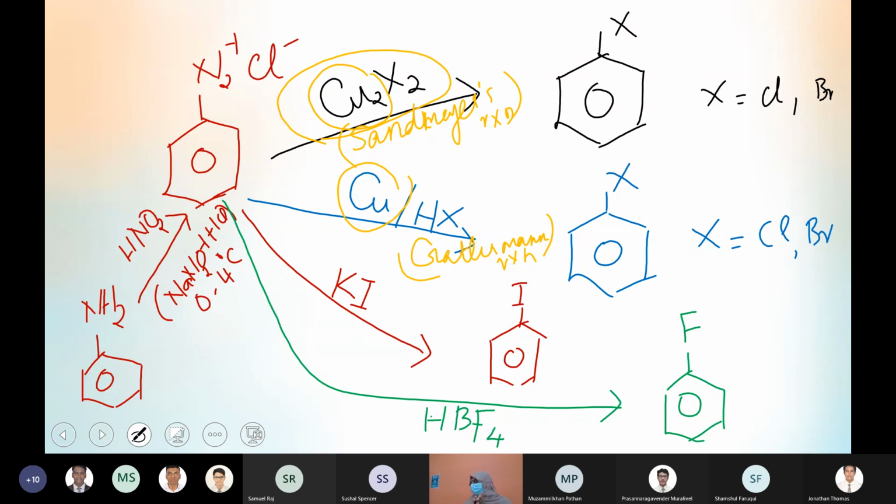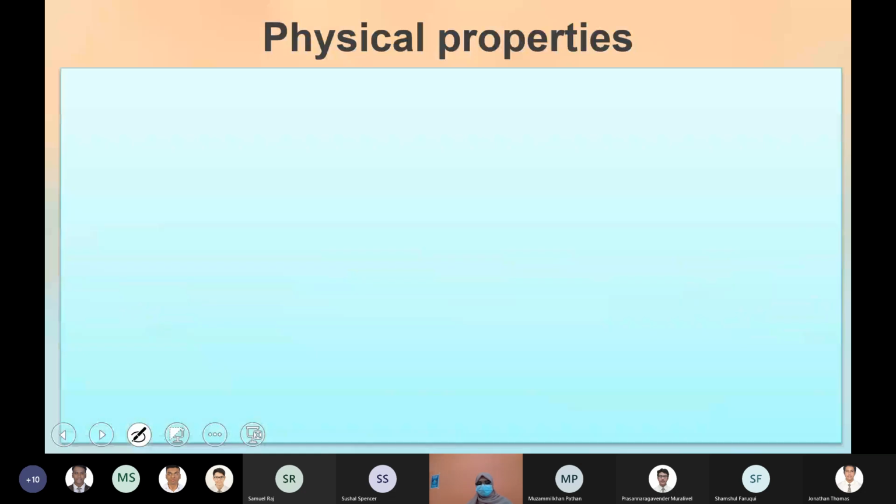So the first type of organic compound we are discussing is alkyl or aryl halides. So we'll discuss the physical properties of these compounds.